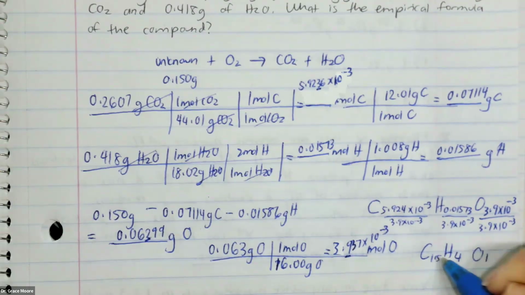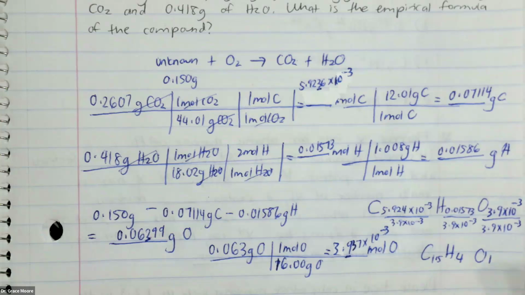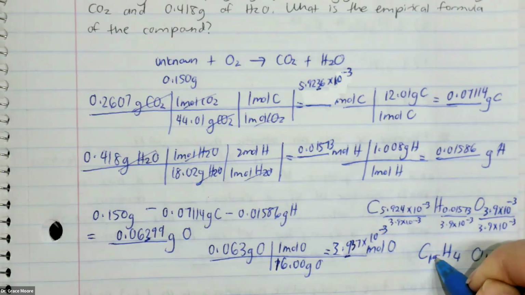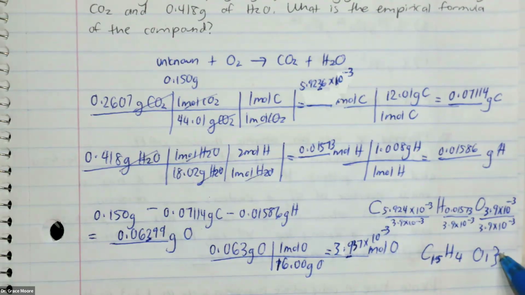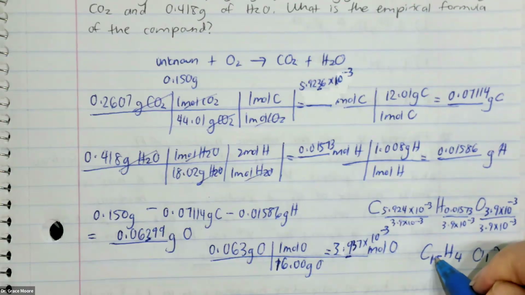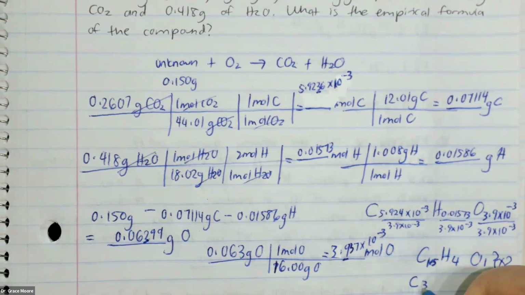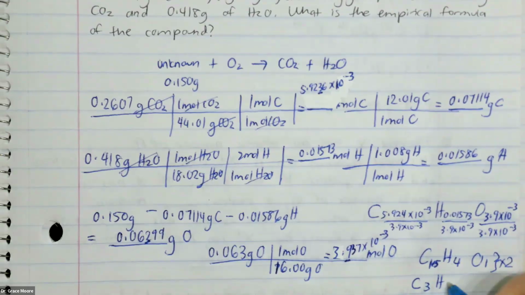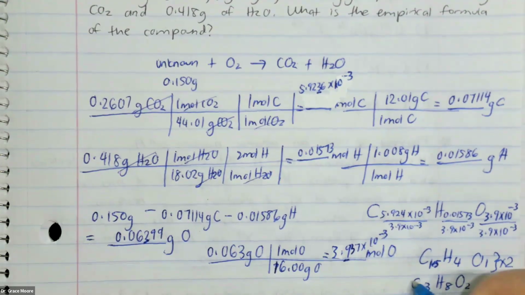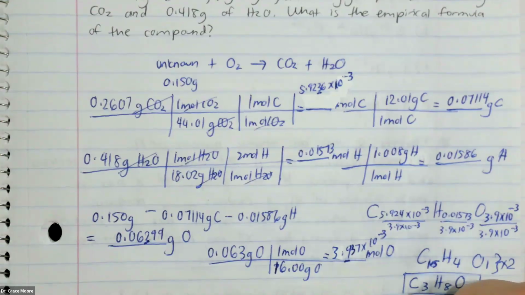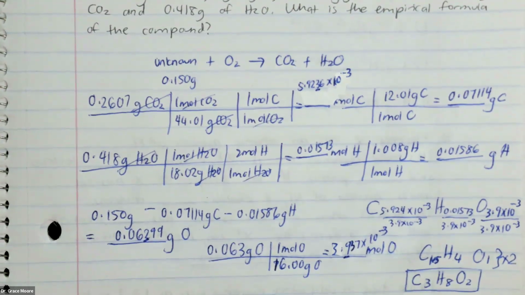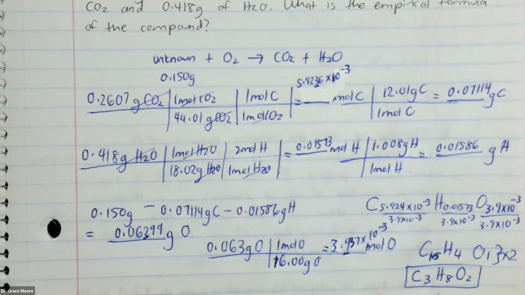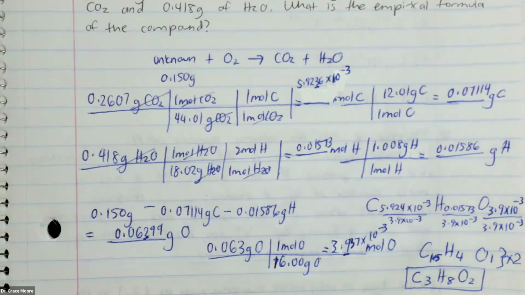And you're like, still decimal. So what do you do to get rid of the 1.5? You times 2 for everybody, and you get C3H8O2. That's your answer. And that's how you would get an empirical formula for a combustion sample. All right, let's go to number 19.